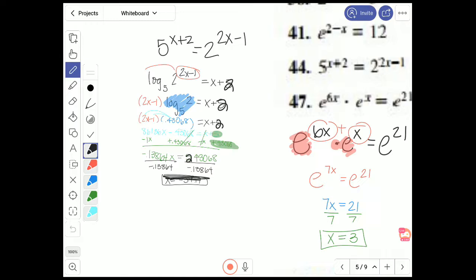And that gives me, there we go, that's much better. X equals negative 17.5323. So that would be my answer to this question.